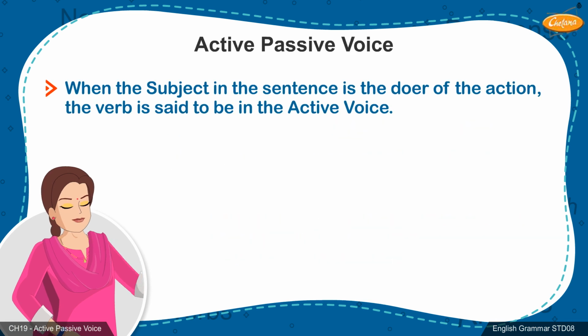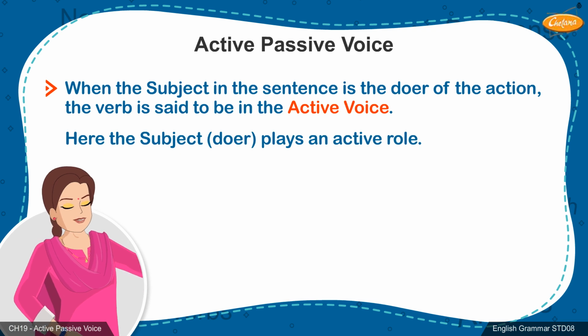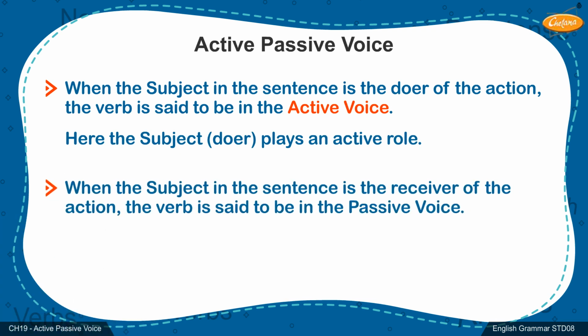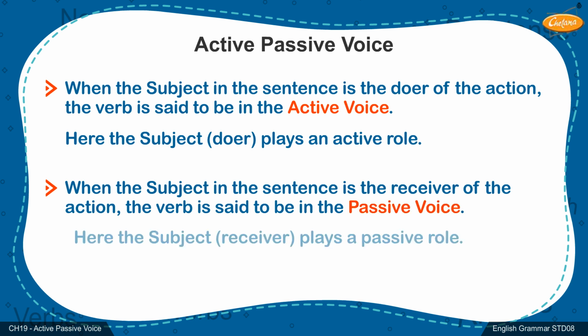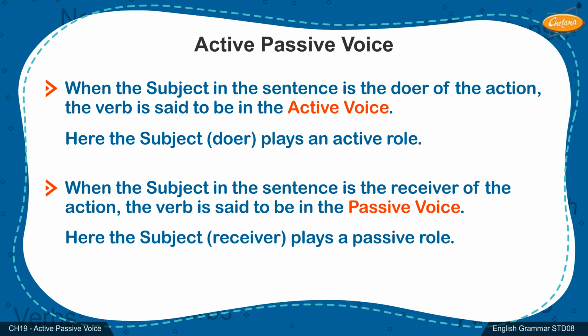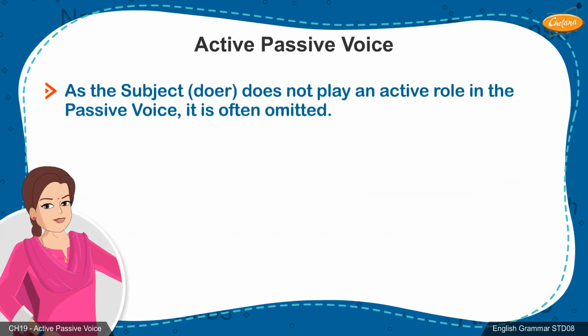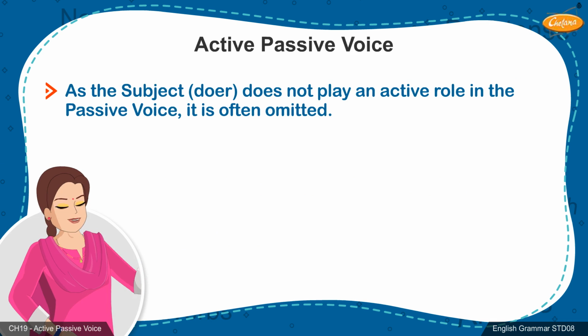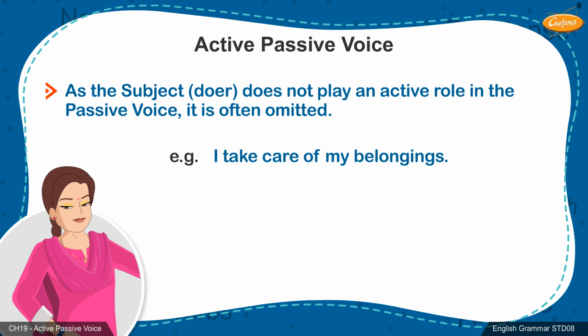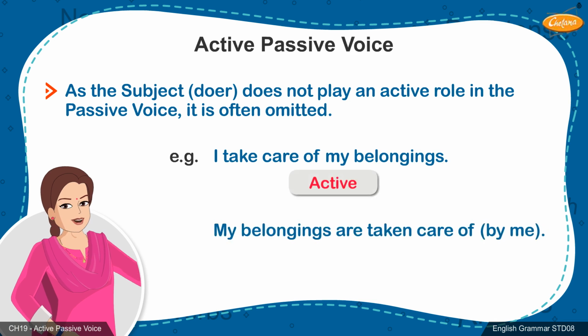When the subject in the sentence is the doer of the action, the verb is said to be in the active voice. Here the subject doer plays an active role. When the subject in the sentence is the receiver of the action, the verb is said to be in the passive voice. Here the subject receiver plays a passive role. As the subject doer does not play an active role in the passive voice, it is often omitted. Example: I take care of my belongings. Active. My belongings are taken care of by me. Passive.